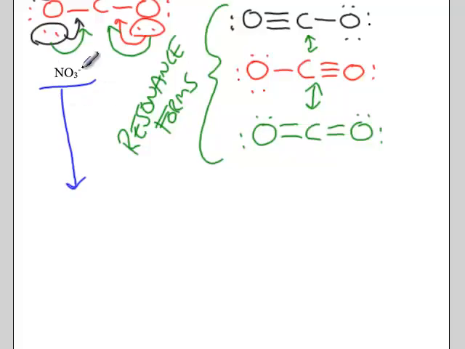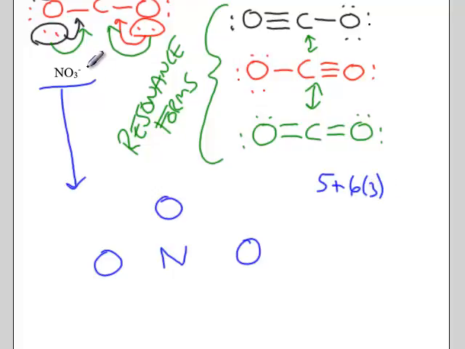Now, let's draw the Lewis structure for the nitrate anion. Again, by symmetry, nitrogen would go in the middle and the oxygens go on the outside. Nitrogen has 5 valence electrons, each oxygen has 6, and because it's got a -1 charge, we're going to add an additional electron, so that's a total of 24 electrons in the picture.